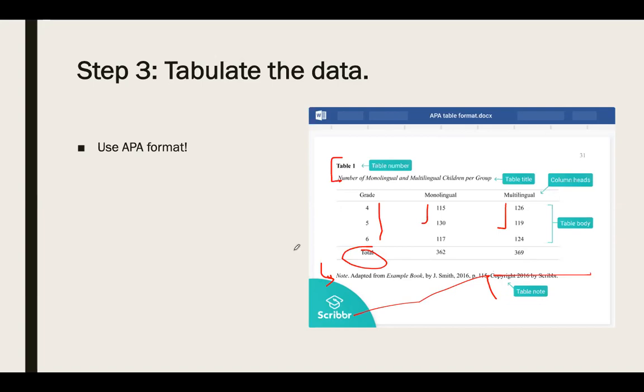So we put the note down here because, remember, it's not like we lifted someone else's chart and stuck it in there. We used their data to build our own chart. We adapted their data to build our own chart. So this is why we structure the label and the citation differently, because it's not literally someone else's graphic. It's our table based on someone else's data.